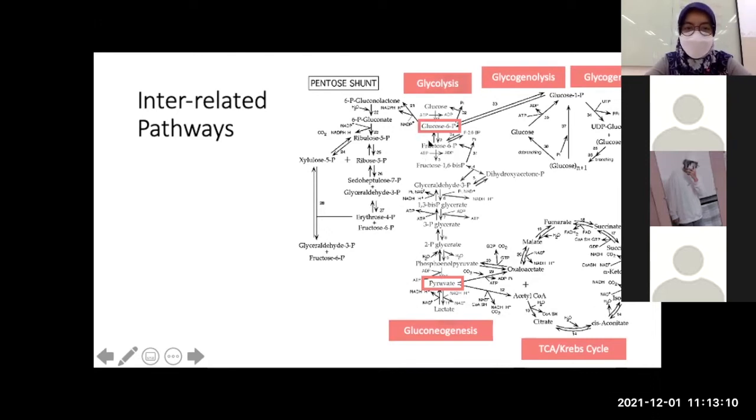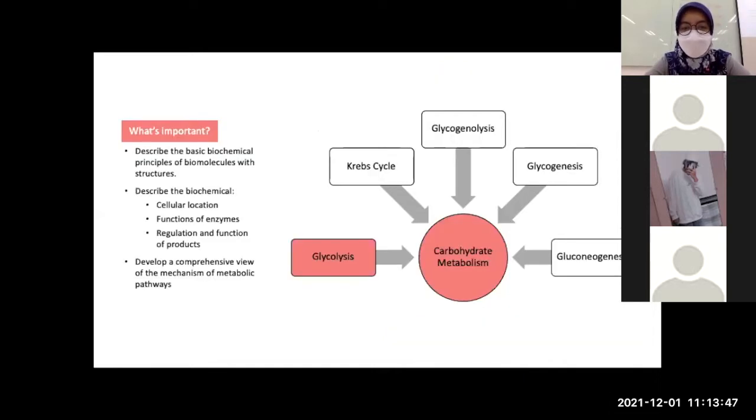We have the glycolysis pathway over here. There are 16 steps. So glycolysis, glycogenolysis, glycogenesis, this is gluconeogenesis, and the Krebs or TCA cycle. The role of carbohydrate metabolism pathways is mainly to break down glucose, store glucose, and synthesize glucose. So that's generally the things that these 5 pathways will achieve.